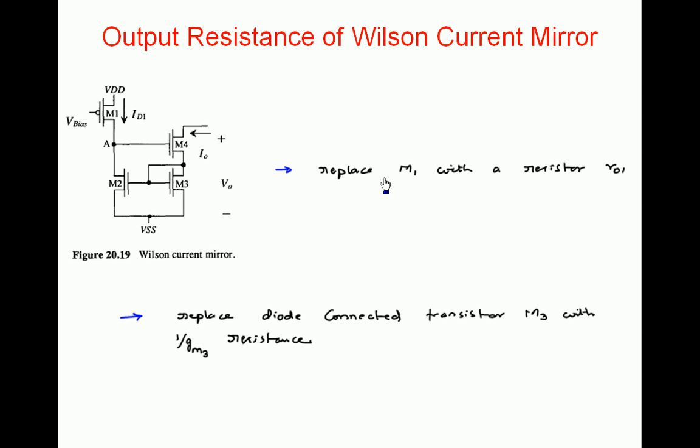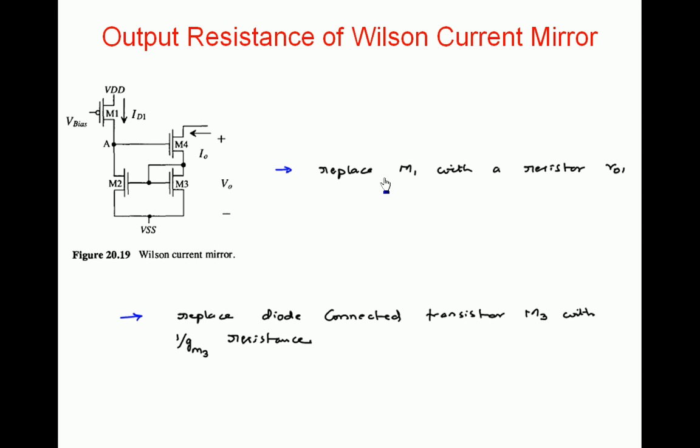Output impedance can be calculated by drawing a small signal equivalent of the Wilson current mirror and applying a test voltage across the output terminals, which causes a test current to flow in the circuit. Take the ratio of test voltage and test current, and that will give the output impedance. For that, we have to draw the small signal model of the Wilson current mirror. Before drawing it, we will consider two important points.